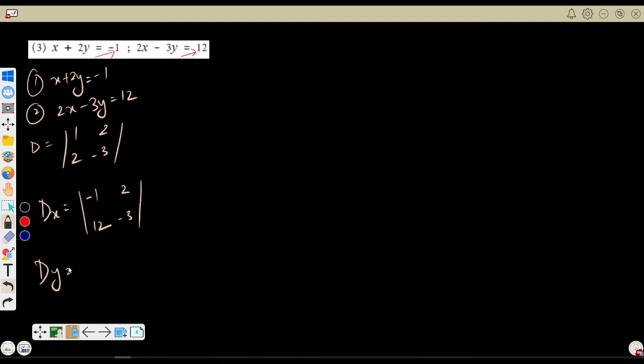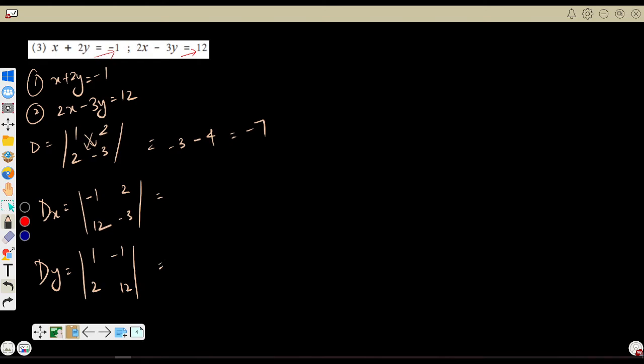Then we find determinant dy. In this, the second column is replaced with the constant, so minus 1, 12, and the first column will remain as it is, so this will be 1 and 2. We'll solve this. I'll draw the arrows. So 1 into minus 3, I'll directly solve this. 1 into minus 3 is minus 3, minus 2 into 2 is 4. So this will be minus 7.